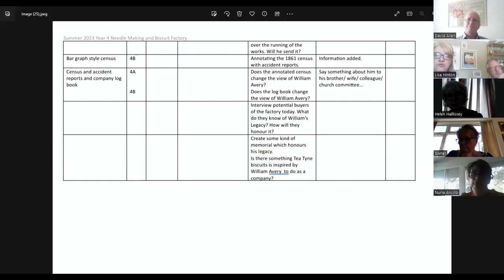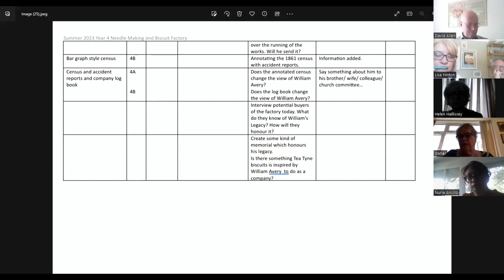So we've got these two viewpoints of him: as maybe someone who's not taking enough notice of his workers because these accidents are happening, but at the same time, he's putting a lot of his time and effort into trying to help people as best as he can. To say something about him to his brother, wife, colleague, church committee was just a first thought of how we might communicate that. I think we also thought about maybe the health and safety laws at the time, you know, that you didn't have them in place.